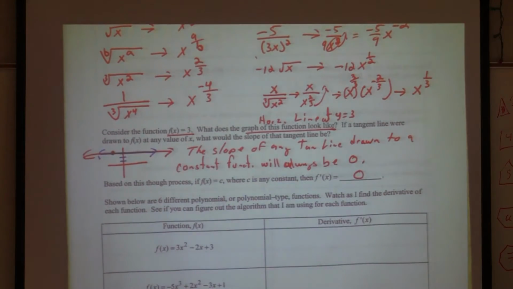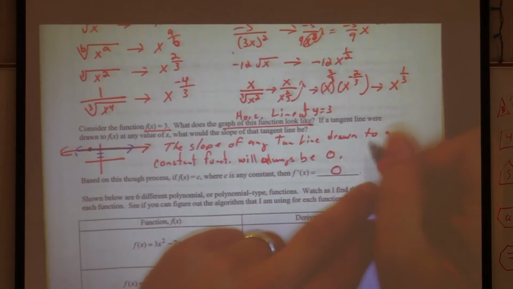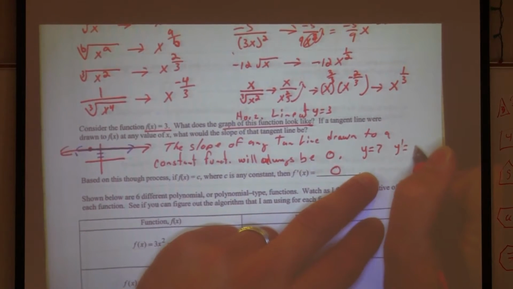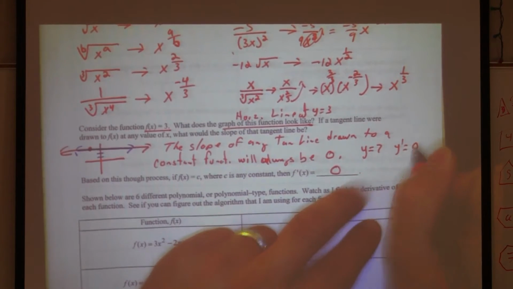Do we know why? Yes. Okay? So let's do some extra examples. If I said y equals 7, what would y prime be? 0. You're finding the derivative of 7, it's 0.